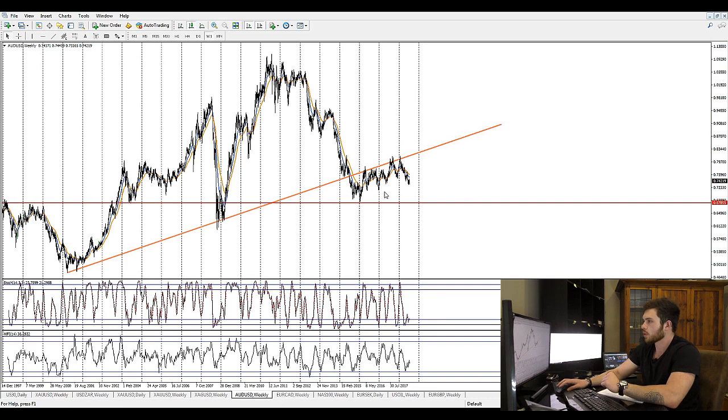In terms of this chart, we're on the weekly time frame. So this is once again the Aussie dollar US dollar, and we're going to spend some time having a look at some of the trends that I've been able to spot. Specifically, what I like to focus on is adding in a few trend lines and seeing what sort of trend lines are popping up.